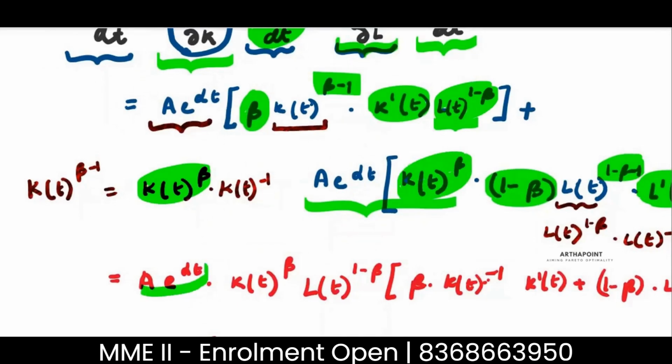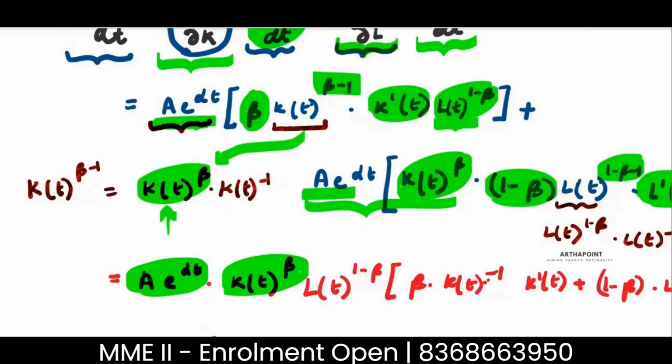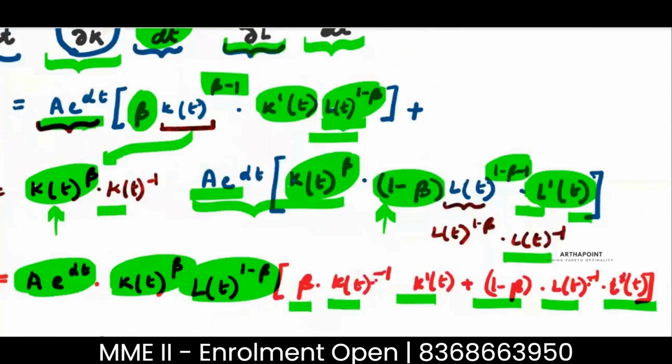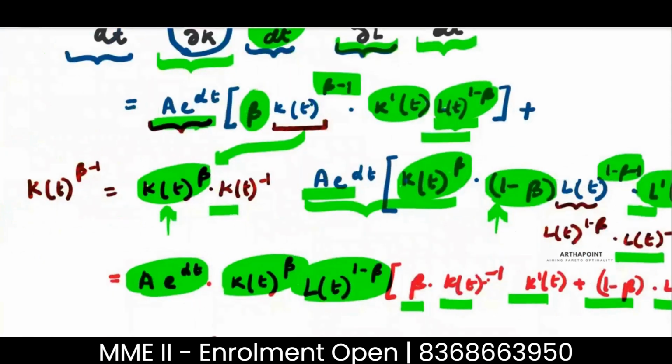So I have A e to the power alpha T common. This I already had. I have taken K_T to the power beta common because this can be opened up like this. I have taken L_T to the power 1 minus beta common. And here I am left with beta, K_T to the power minus 1 into K dash T, plus 1 minus beta, L_T to the power minus 1 into L dash T. Just understand this thing first, please.